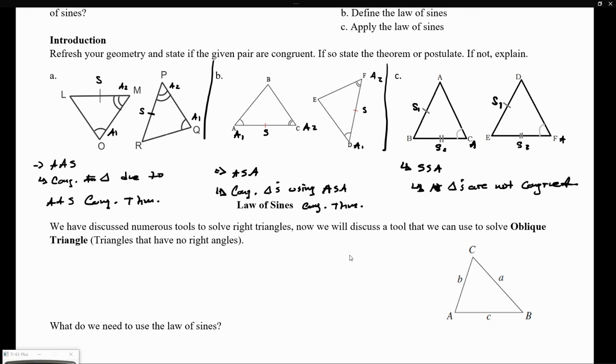We could also use side, side, side. But we want to concentrate on these three specific cases: angle, angle, side, angle, side, angle, and side, angle, side to show congruency. And recall that side, side, angle is not one of those ways that we can use to show congruency among triangles. So let's put this idea on the side because we're going to come back to it. And let's actually start introducing the idea of the law of sines.